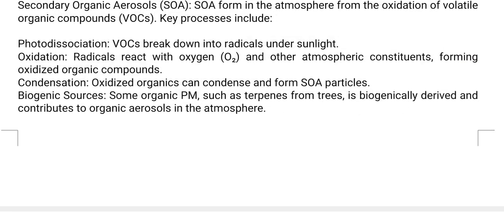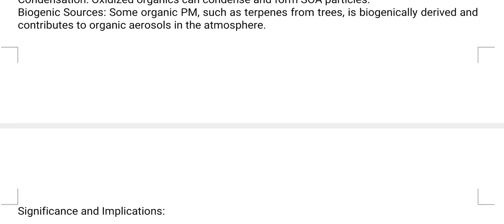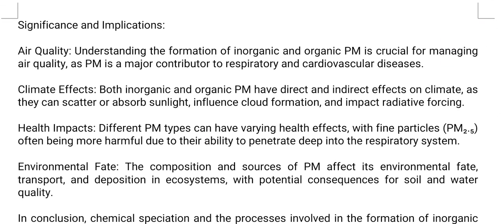Then biogenic sources. Some organic PM such as terpenes from trees is biogenically derived and contributes to organic aerosols in the atmosphere. Then significance and implications. Air quality: understanding the formation of inorganic and organic PM is crucial for managing air quality as PM is a major contributor to respiratory and cardiovascular diseases. Then climate effects: both inorganic and organic PM have direct and indirect effects on climate as they can scatter or absorb sunlight, influence cloud formation, and impact radiative forcing.